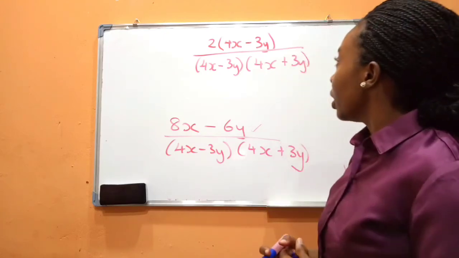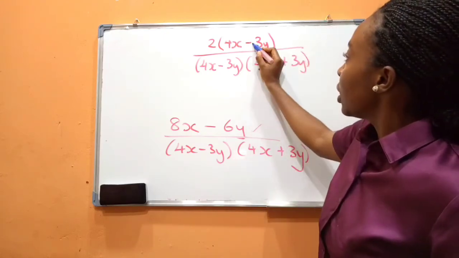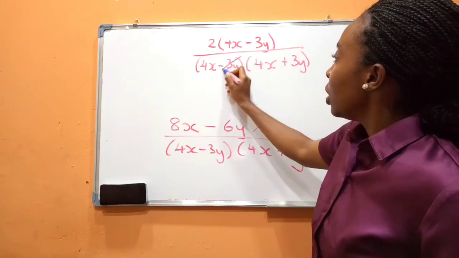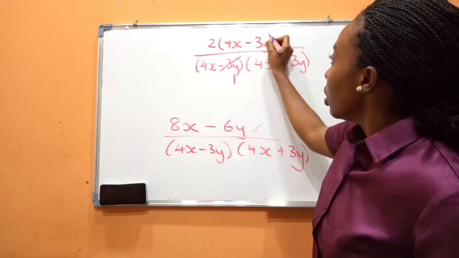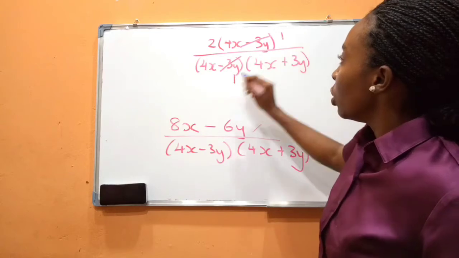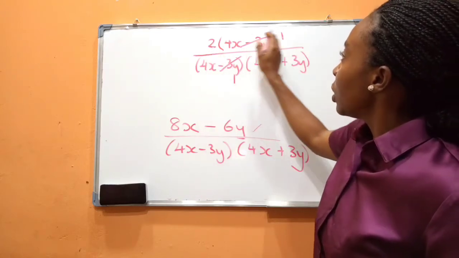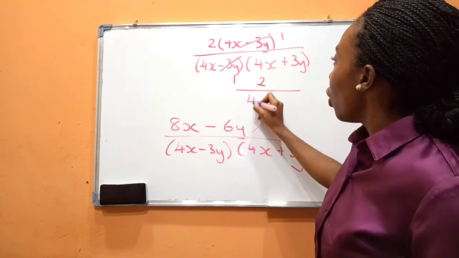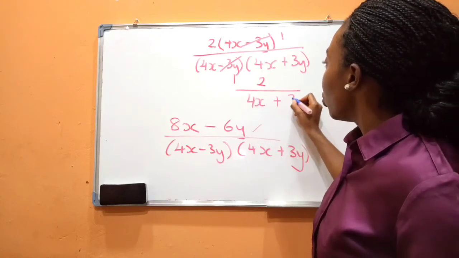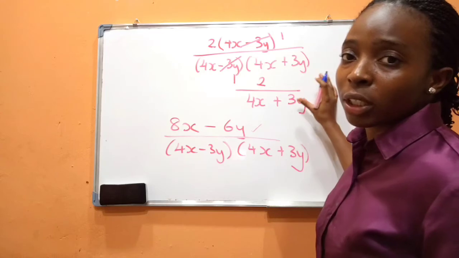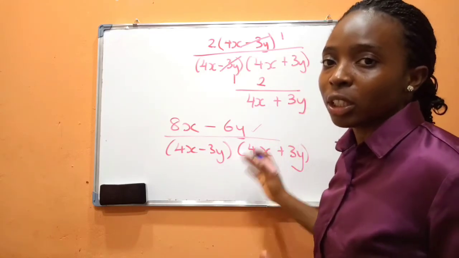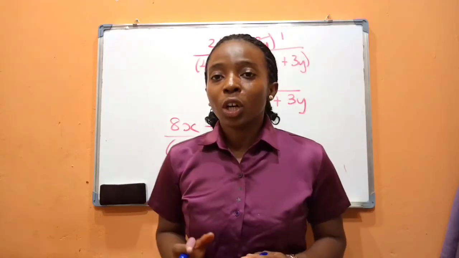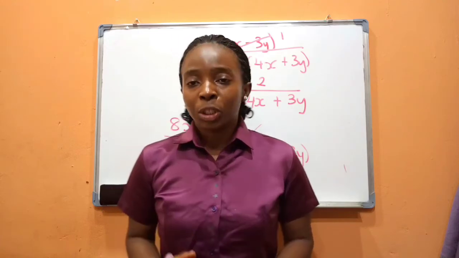So let's look at this question. You can see that this can be divided by this. So this divided by this, you have 1. This divided by this, you have 1. So we are going to have 2 times 1, it gives us 2 over 4x plus 3y. So you can see how it is. It's absolutely easy. So this is it on solving addition of algebraic fractions.